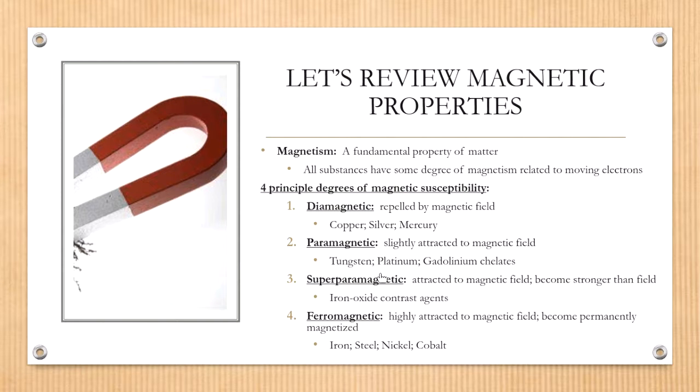Iron oxide contrast agents are classified as superparamagnetic, which means that when we utilize an iron oxide contrast agent, we should be running T2 post-contrast sequences as well as pre-contrast sequences. And then, of course, we know that ferromagnetic are those that are the most highly attracted. So make sure you're reviewing this and refreshing your memory on which materials or elements are going to be found under each of these categories.